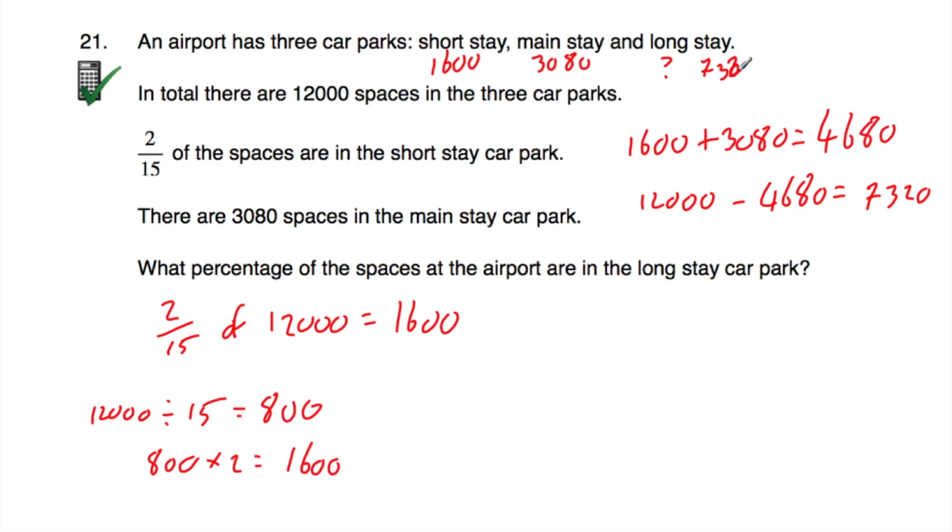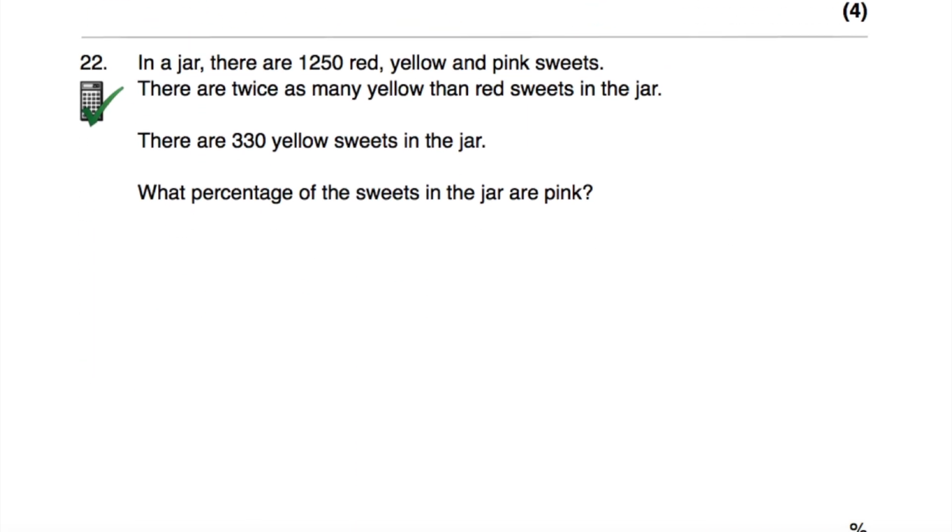We now need to write that 7,320 as a percentage, because we're asked what percentage of the spaces are in the long stay car park. So let's write it as a fraction. 7,320 out of the 12,000 spaces are in the long stay car park. To get that as a decimal, we'll divide the numerator by the denominator, and that's equal to 0.61, and then as a percentage that would be 61%. So that means that 61% of the spaces at the airport are in the long stay car park, and that's it. Okay, let's look at our next question, question number 22.